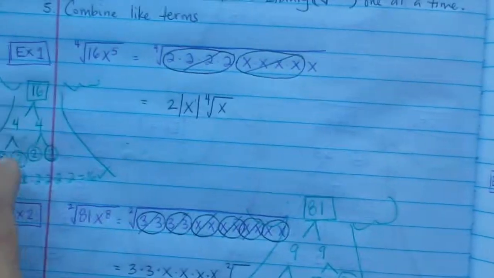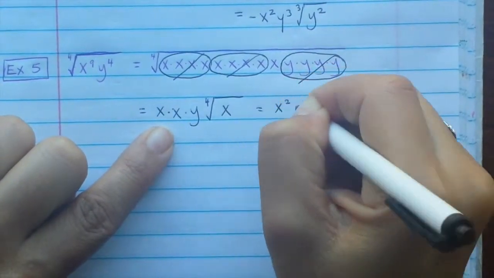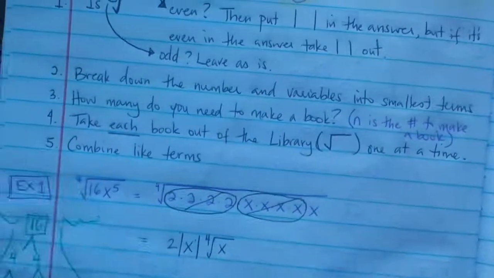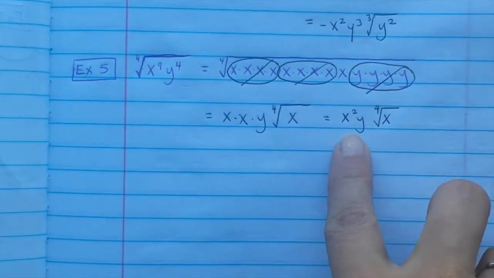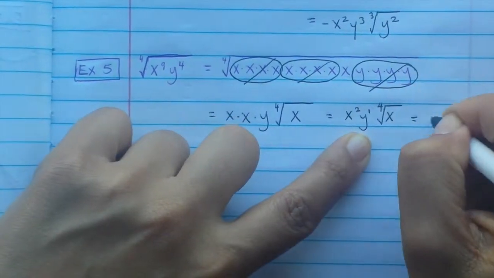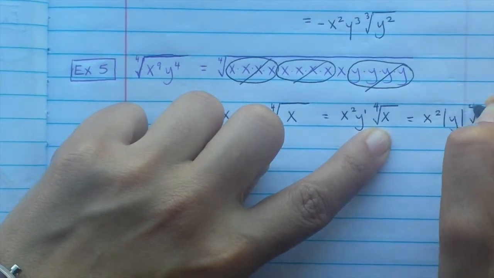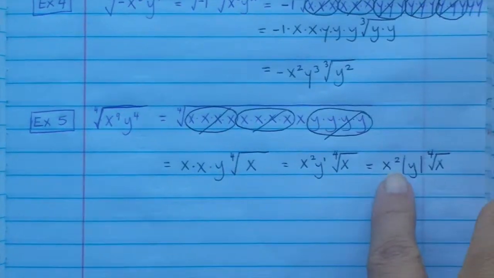Alright, then it says combine like terms. So outside we're going to have x squared, because x times x is x squared, y, and then the 4th root of x. Now remember, it was even, so we need absolute value unless it's even outside. So x squared is even, so no absolute value there. But y isn't. Y is to the power of 1, which is odd. So we need absolute value with the y, and then everything else is the same. So x squared, absolute value of y, and the 4th root of x.